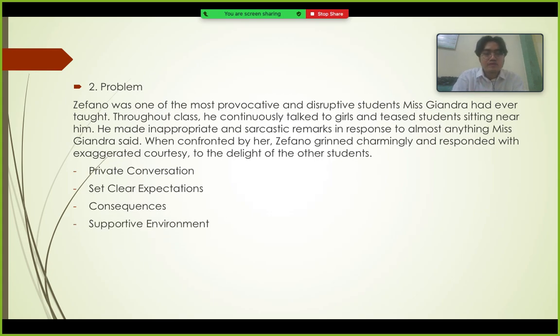Next, supportive environment. Ensure that Jevano feels supported and valued in the classroom. Foster a positive teacher-student relationship by showing interest in his well-being and offering encouragement and guidance when needed.